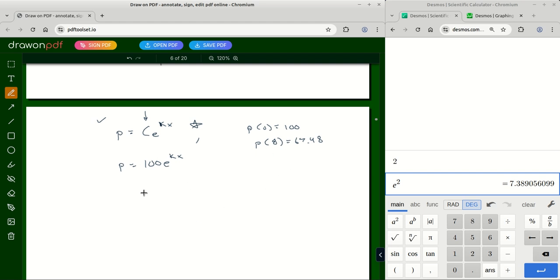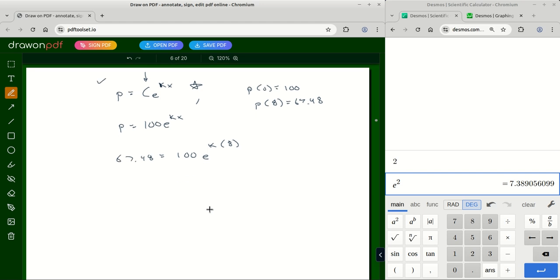So you can just do that. This one's a little bit more. So I'm saying it's equal to the stuff here. And I don't know what my k is, but I could plug everything else in, and I need to solve for k. So first off, divide by the 100.